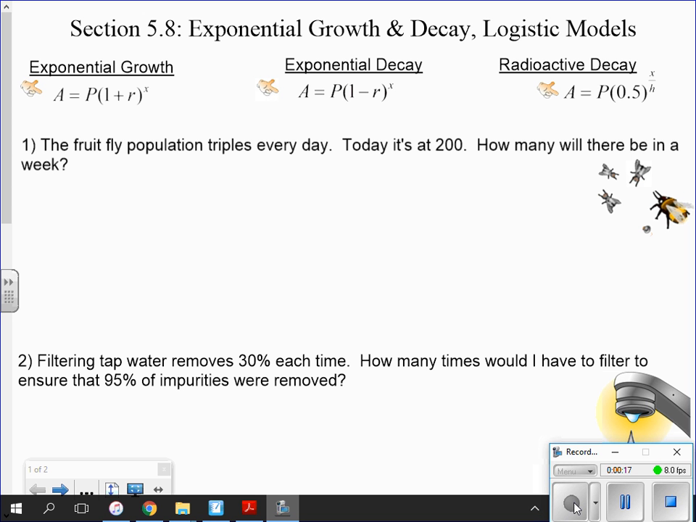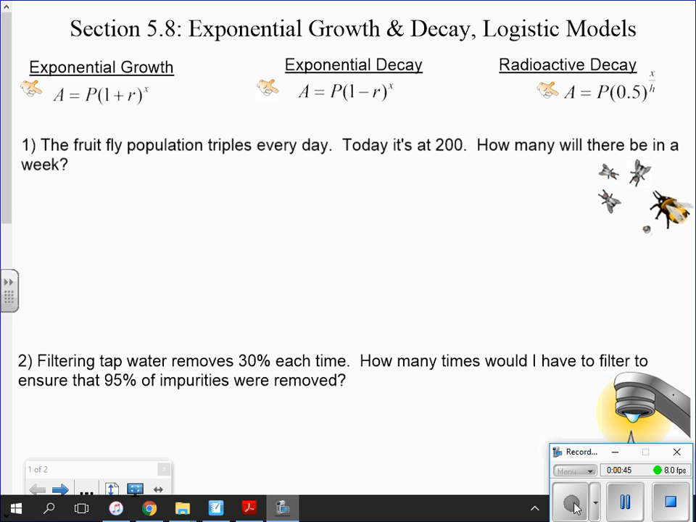So, exponential growth. The A is our final amount. The P is, if we were talking money, we did this the other day, P was principal. P is our starting amount. How much did we have to begin with? A is how much do we end with? R is the growth rate, and X is time.